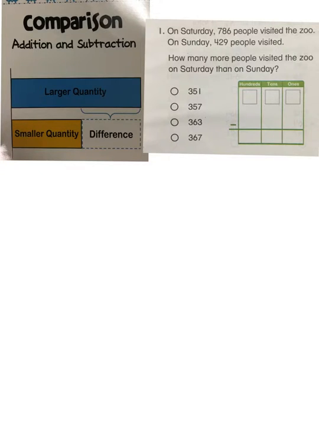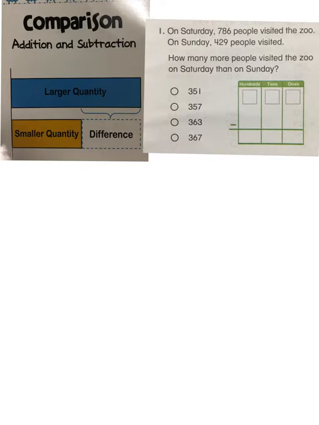This tutorial is for comparison problems. We have the strip diagrams up on top and an example problem. A comparison problem is always going to be when I have two or more things and I'm trying to compare them, like how many more people came on this day or this day, how many more stickers does this person have than this person. I'm comparing two things.